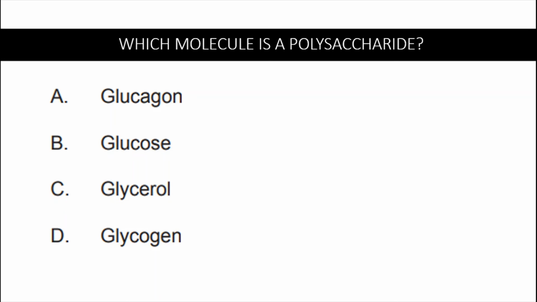Which molecule is a polysaccharide? A, glucagon, B, glucose, C, glycerol, D, glycogen. Pause the video here before the answer is revealed.